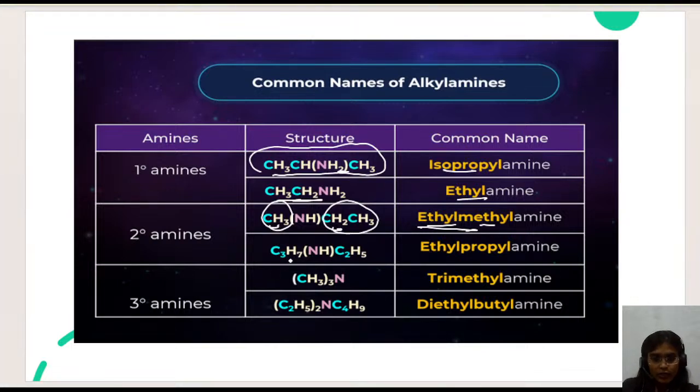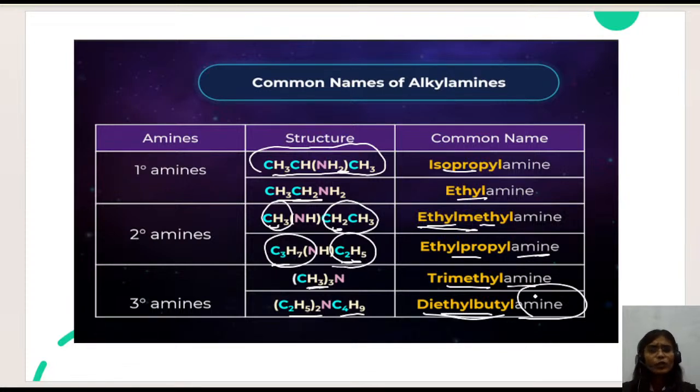I'm sorry for this. Let's observe this again. It's two carbons, it's three carbons, so it becomes ethyl, it becomes propyl, and there's an amine. In this case, three CH3 groups are connected, so it's trimethylamine, and then diethyl butylamine. We are most probably going to use the common name in the reactions. If you don't know the IUPAC name, it's not an issue.